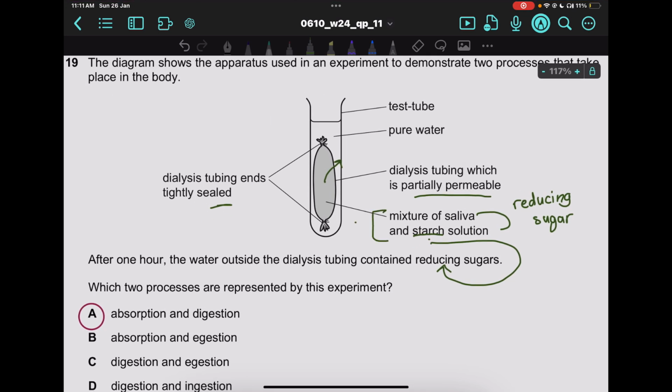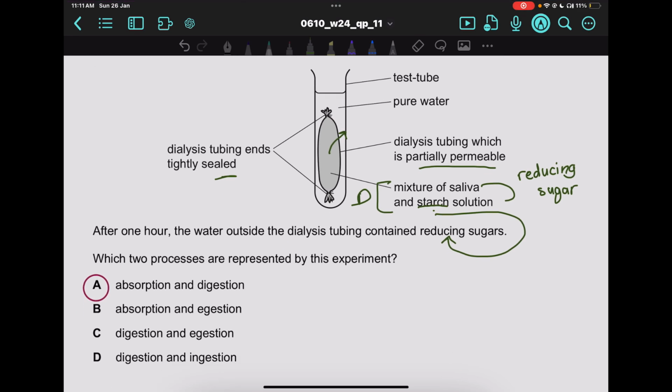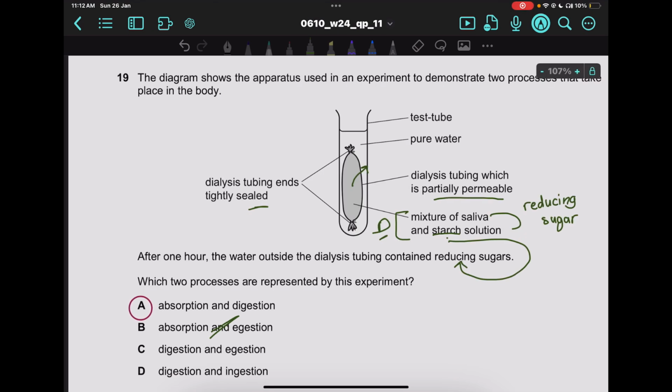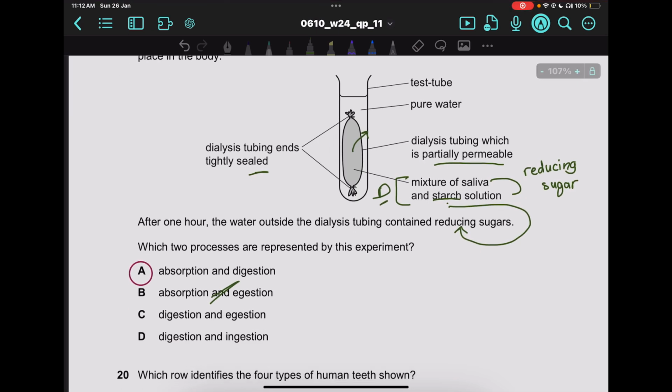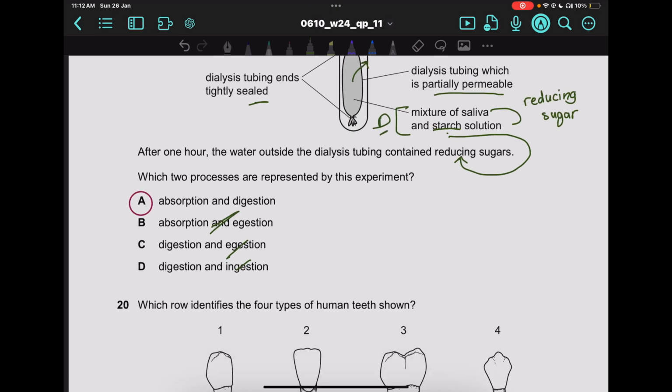And let's see, after 1 hour, the water outside of the dialysis tubing contained reducing sugars. So which two processes are represented? We know that the first one is digestion. So we're not going to be choosing B so far because it doesn't contain digestion. And it's not going to be ingestion as well, because this is only done by humans. So our answer is going to be A, absorption and digestion.